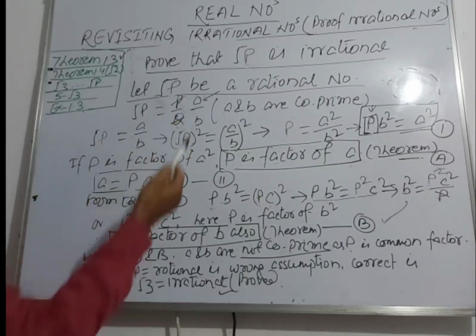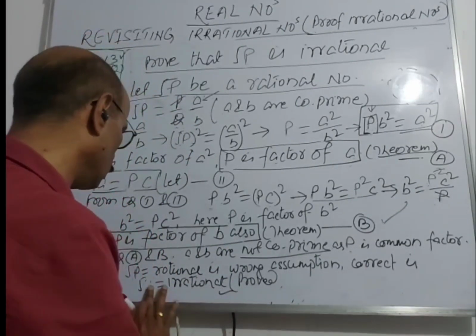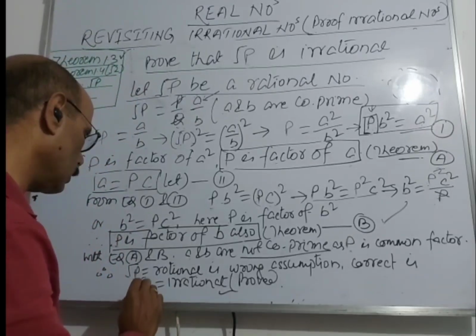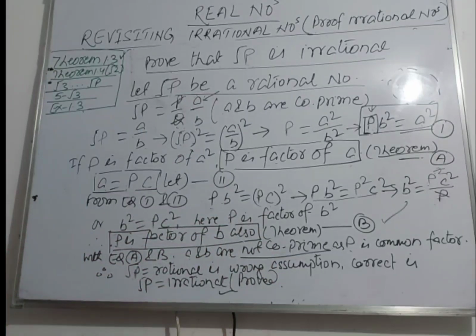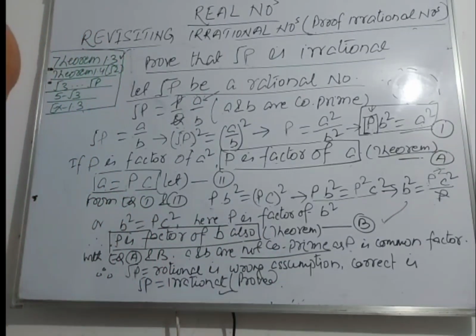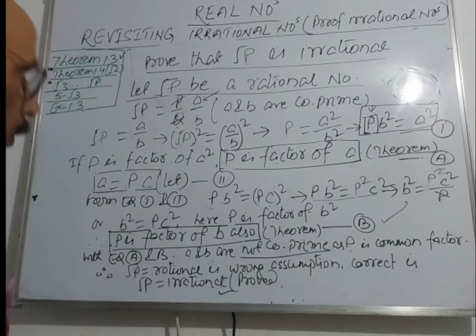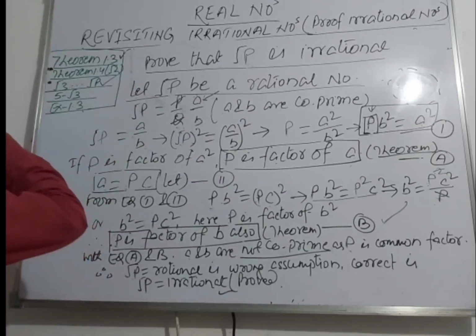We have left p as rational, which is a wrong assumption. The correct one is that root p is irrational. Like this, any number you can put. So like this, we can prove it for any number.